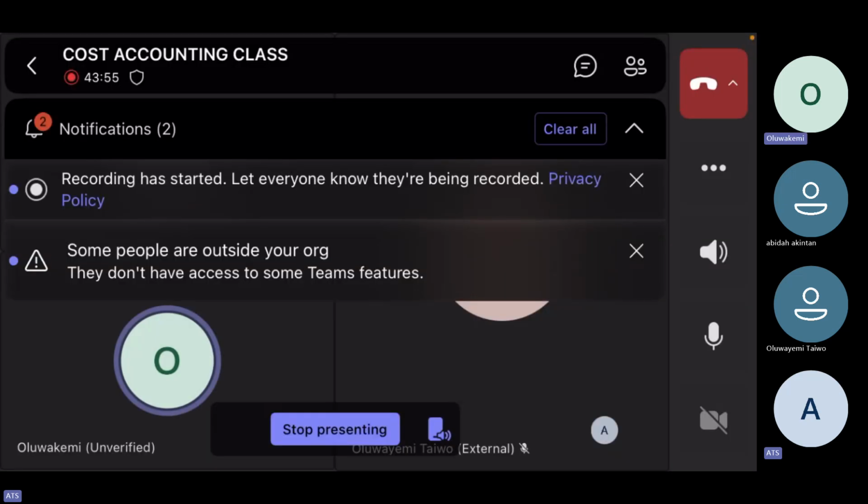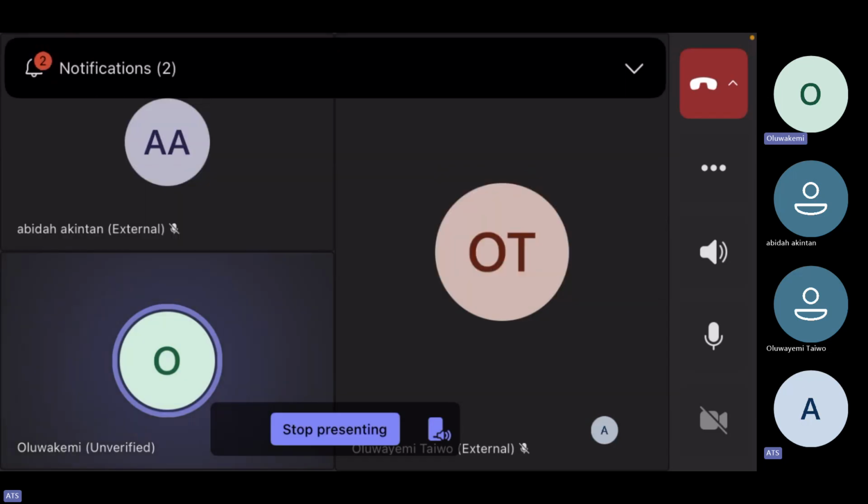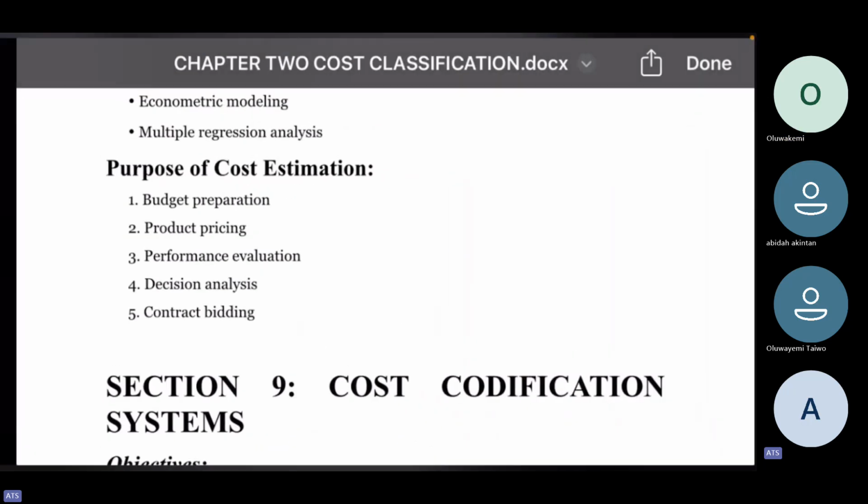Ma, please, can you come back? I didn't understand that speech. With which one? The one you talked about, the purpose of cost estimation. I talked about budget preparation and the likes. Okay. So the purpose of cost estimation.